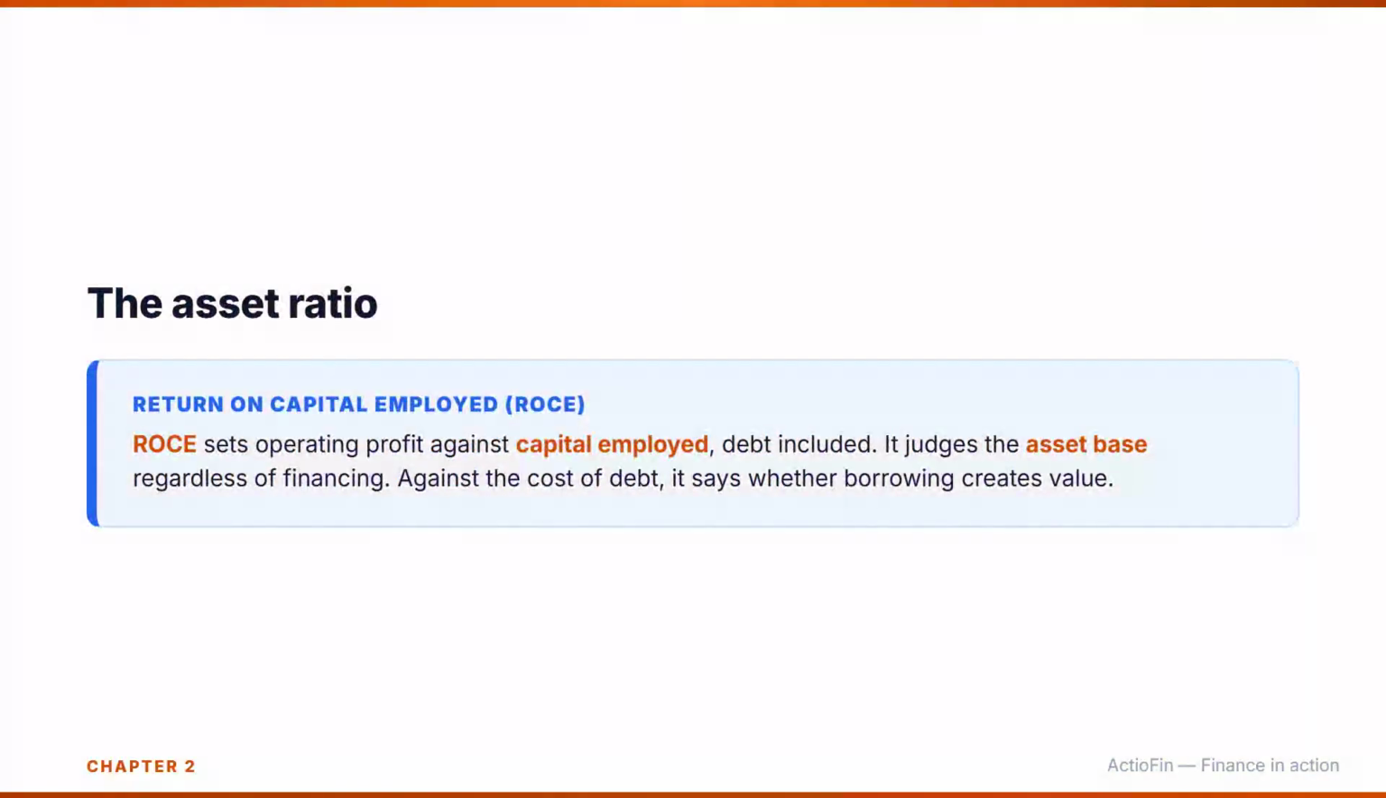The second, return on capital employed. It sets operating profit against capital employed, debt included. It judges the asset base itself, regardless of financing. Against the cost of debt, it says whether borrowing creates value or destroys it.